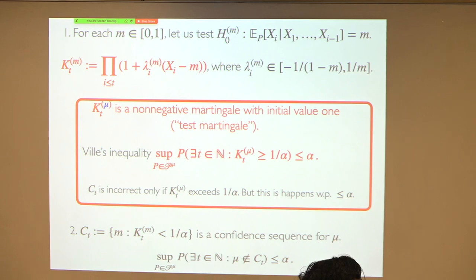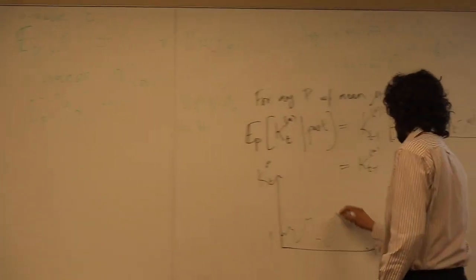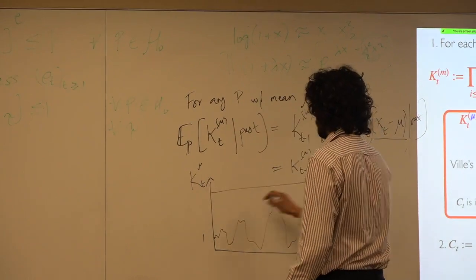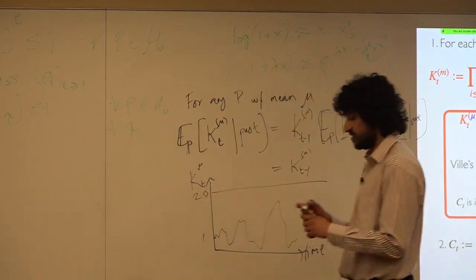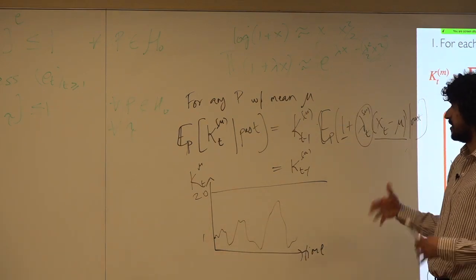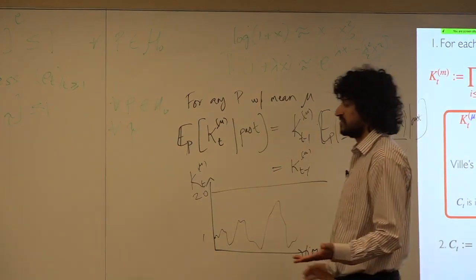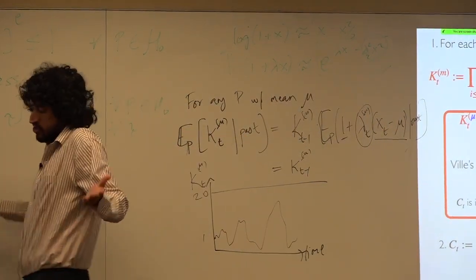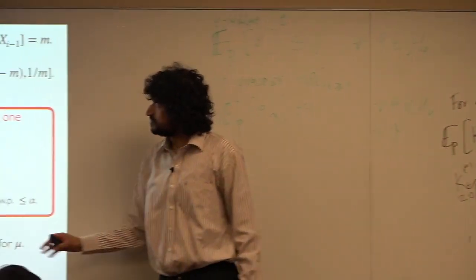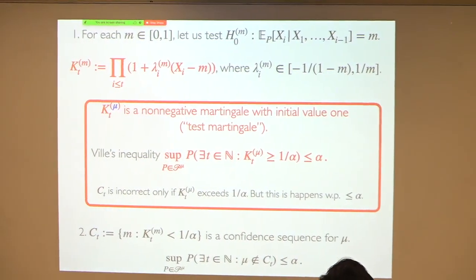So K_t^mu is going to look like this over time. It starts off at 1, and it's just going to fluctuate. But with high probability, it will never cross 20. That's what Ville's inequality is telling you. The probability that this entire process ever crosses 20, or 1 over alpha, is at most alpha. So that's the proof of correctness. Essentially, correctness just says I'm not going to kick out mu with high probability. Any questions about that? It's super straightforward and transparent to see why it works.